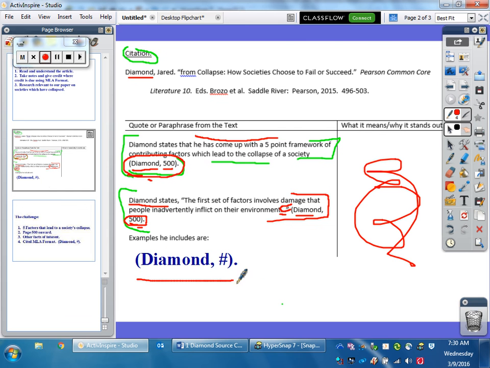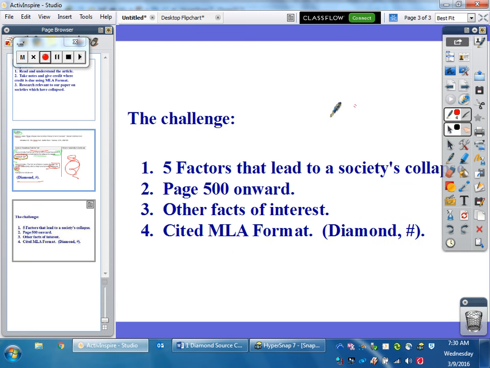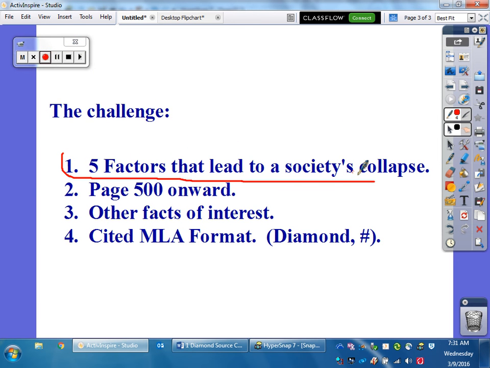On this side of the notes, I want you to figure out specific information, and here is the challenge in front of you. Number one, I want you to research the 5 factors that lead to a society's collapse according to Diamond. I think that right there will help the situation, because you're going to need to understand that, especially when you do the body of your essay where you have to describe, for your society, which of those 5 factors apply, because this is a source that we will be using.